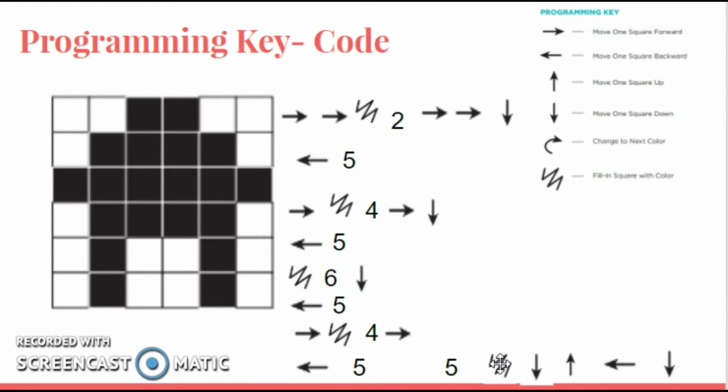Okay, so let's go ahead and do that. So let's start with the move forward. So go ahead and duplicate that one. Okay, so we'll do a move forward. So fill in is next. Okay, so we have a move forward, fill in, and then we need three move forwards to get to the next one. So let's do our move forward and then our number three. We'll change this five to a three.